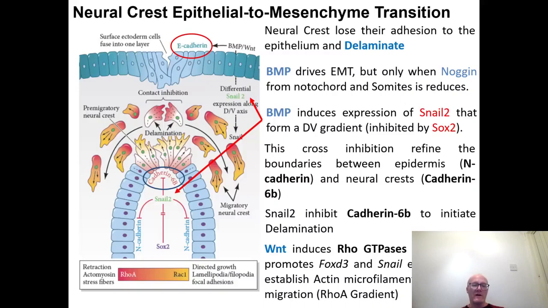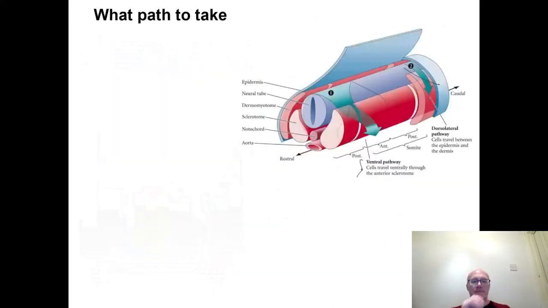And the direction of travel is determined by the concentration of RhoA inside the neural crest cells. So inside the neural crest cells, RhoA is more concentrated in one region and less concentrated in another region. And the cell will travel in the direction of less concentration of RhoA. So, but where do these cells travel?